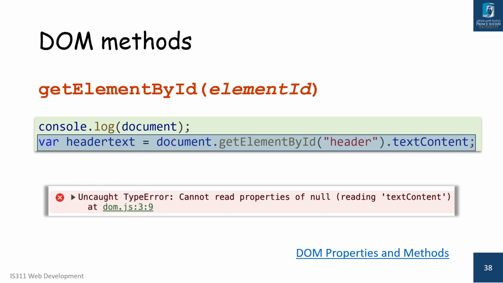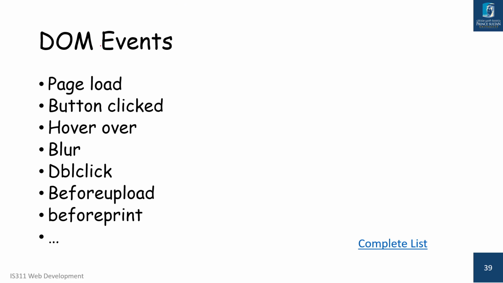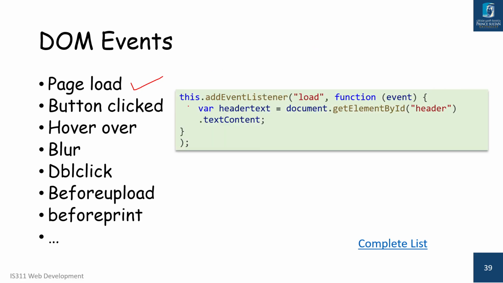If we want to overcome this problem, we need to use these events of the document object model: page has been loaded, button clicked, hover over, blur, and so on. We have a long list of events that we can access. We have a page load event, and if we say that once the page has been loaded completely inside the window, then we can go and access those elements. So we can write something like this: window.addEventListener, listening to the event load. Once the page has been loaded, it will execute this function.